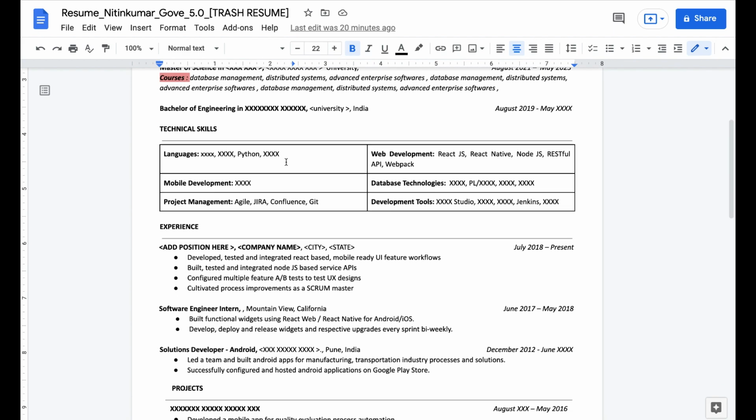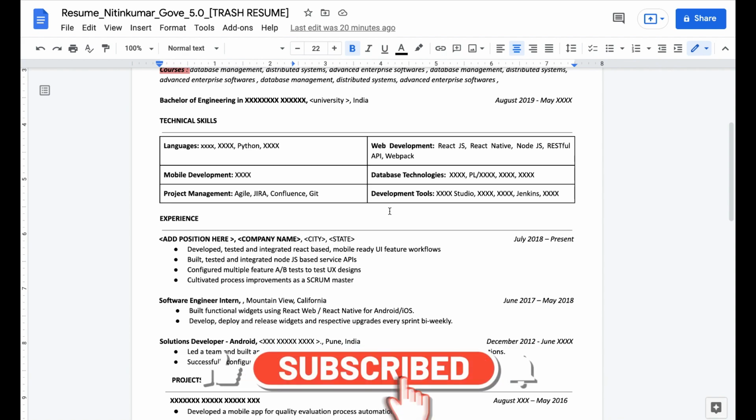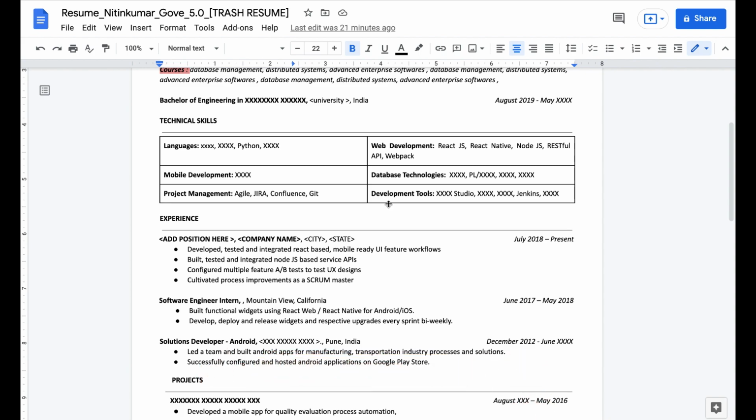Okay, moving on to next, technical skills. I mean, table, as I shared, table is totally no-no. It doesn't really present the data in a nicer way, and doesn't really look good visually to the eyes.